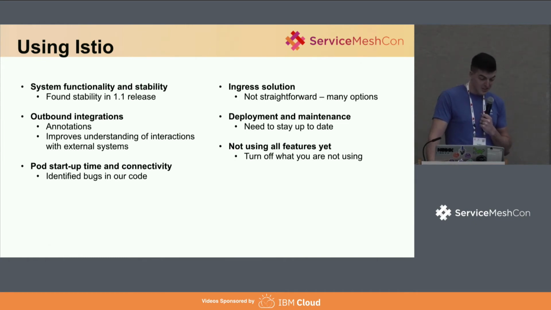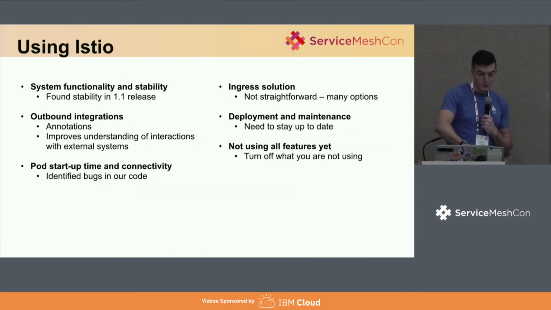As a result, the team did end up identifying bugs in their application, the results of just bad coding practices creeping in over time. But on the plus side, Istio and Kubernetes were a way to discover these bugs and move towards a more cloud-native and 12-factor application.